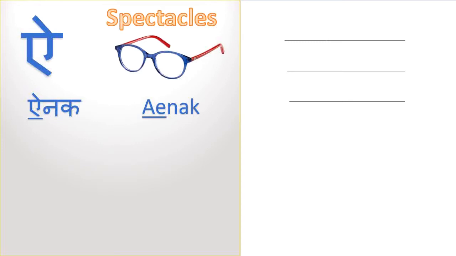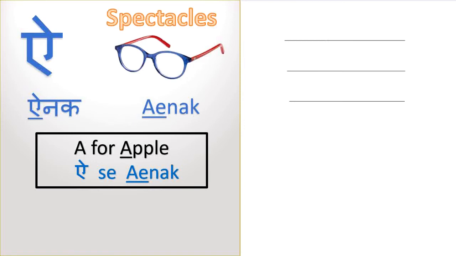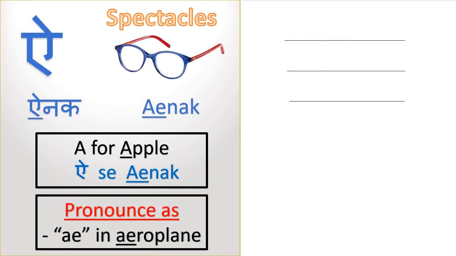The word starting with A is Ainak. This is also new word for you. Please paste this in your picture book. Ainak is spectacles in English. Say Ainak. To pronounce A correctly, pronounce it as you pronounce AE in English word aeroplane.